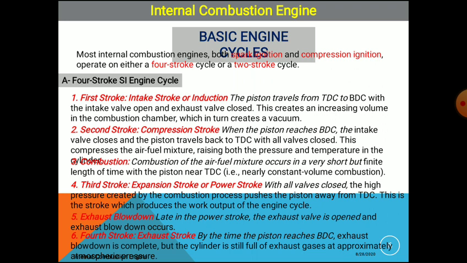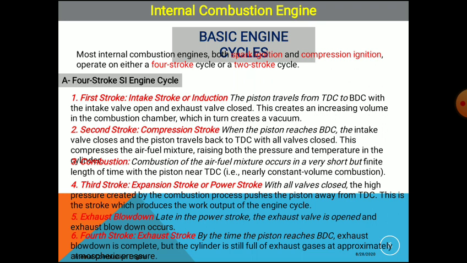Next is the basic engine cycles for the four-stroke spark ignition engine and the compression ignition engine. For the four-stroke engine, first we'll say what the four strokes are. During the first stroke, the intake stroke, also called the induction stroke, the piston travels from top dead center to bottom dead center with the intake valve open. The exhaust valve remains closed at that time. Only the intake valve is open. This creates an increasing volume in the combustion chamber, which in turn creates a vacuum.